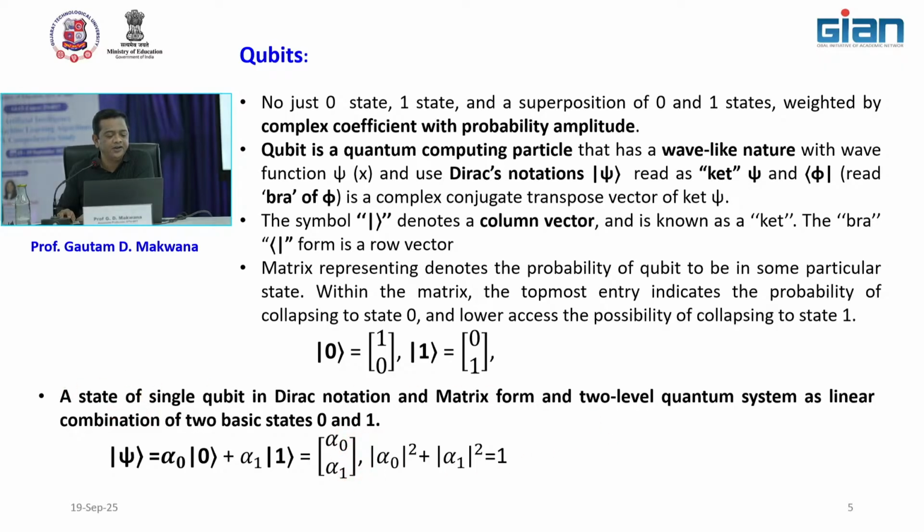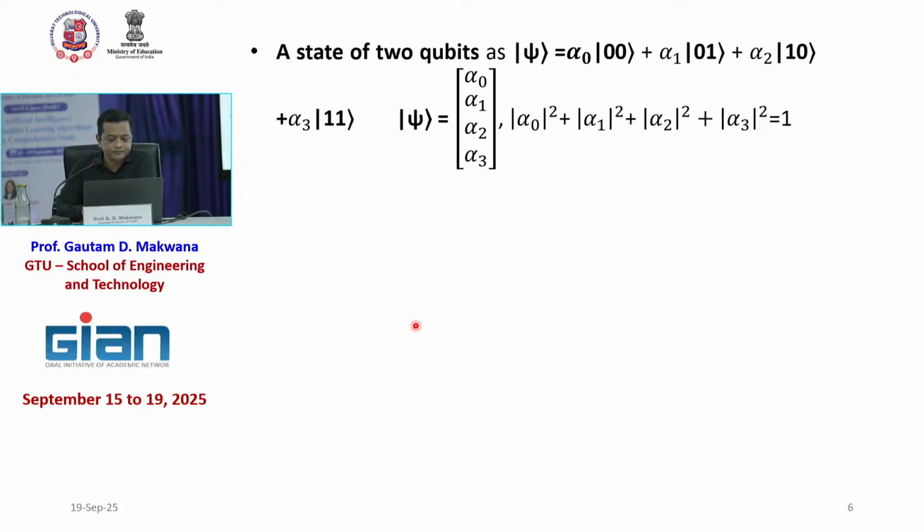And I can say the single qubit is a two-level quantum system. A two-level quantum system is a linear combination of the two basis states 0 and 1. So this is the representation of a single qubit. This is known as your qubit, that is the quantum bit in quantum computing.